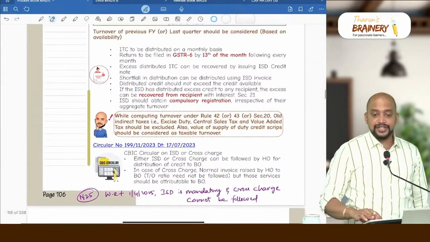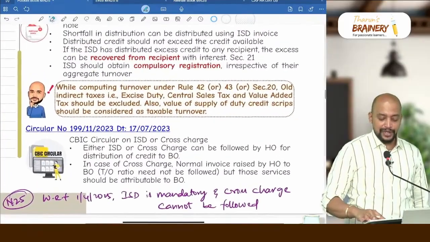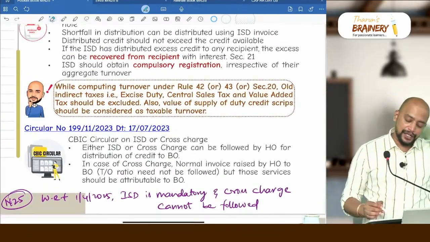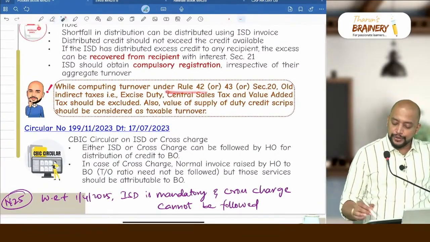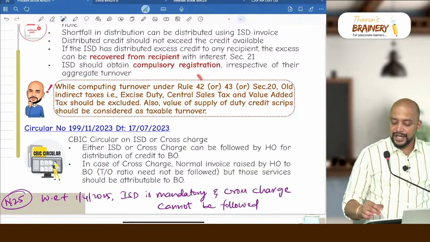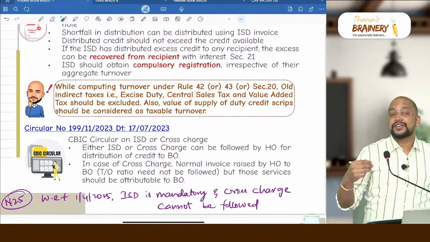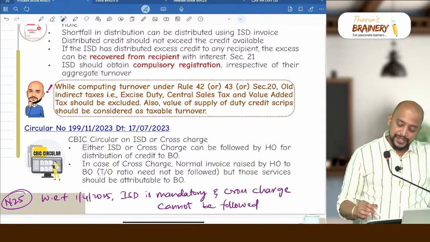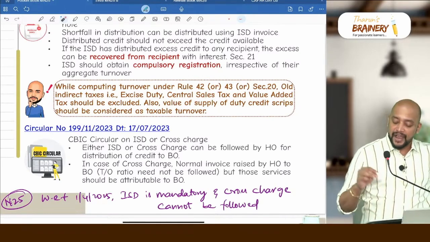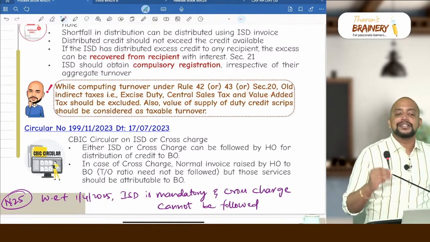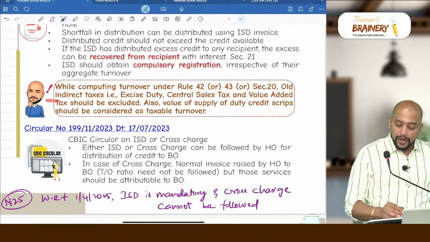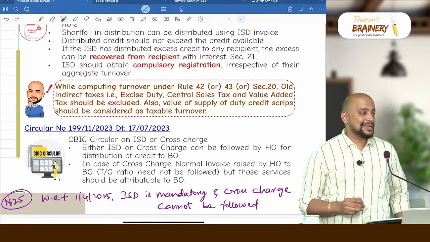Page number 106 of your pocket book, you can see that while computing turnover under rule 42, 43 and section 20, rule 42 is applicable in case of reversal of ITC on inputs and input services, 43 is in case of capital goods, and section 20 is input service distributor. Old indirect taxes. What are the old indirect taxes?